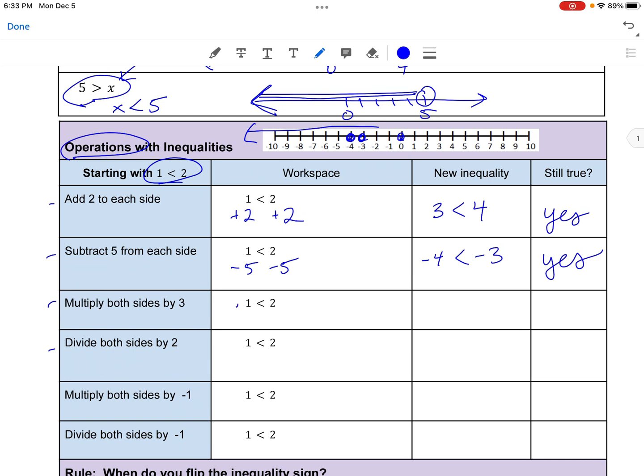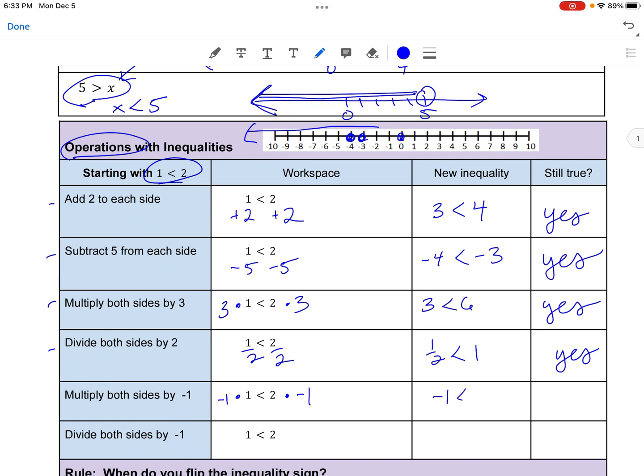What if we multiply both sides by 3? We get 3 is less than 6. Yes, that is true. What if we divide both sides by 2? Is 1/2 less than 1? Yes, it is. What if we multiply both sides by -1?